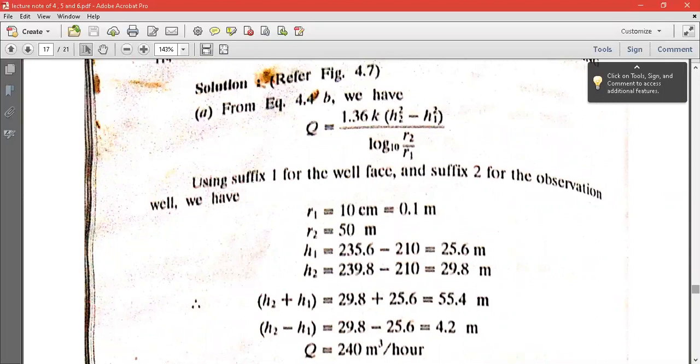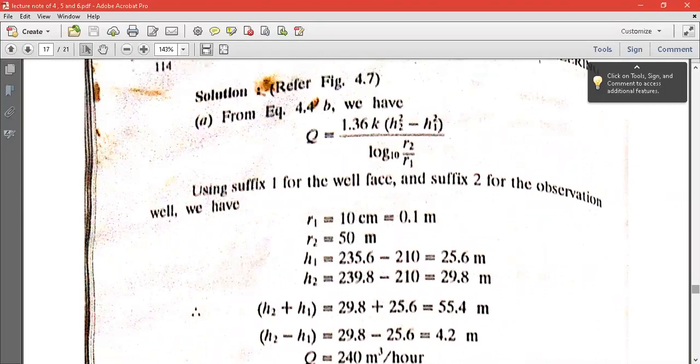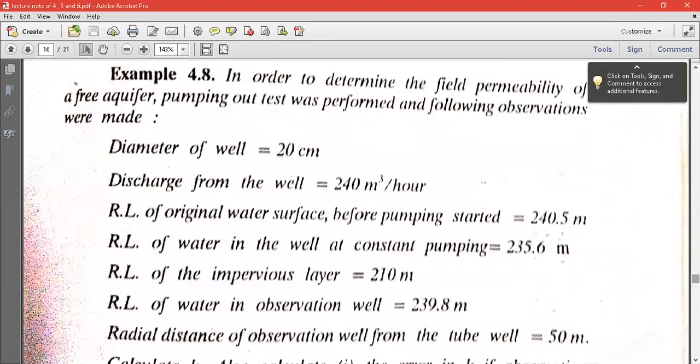So yes, H1 is 235.6 minus 210. Why? Because 210 is the bottom level of the well, and the reduced level of water in the well at constant pumping is given. That is the top surface of the water in the well, given as 235.6. Constant pumping means it is a constant level, which is not going to change, as you have seen in the constant head pumping method. So the top level of water is 235.6 and the bottom level of the well, the impermeable stratum, is 210. So what is the difference?